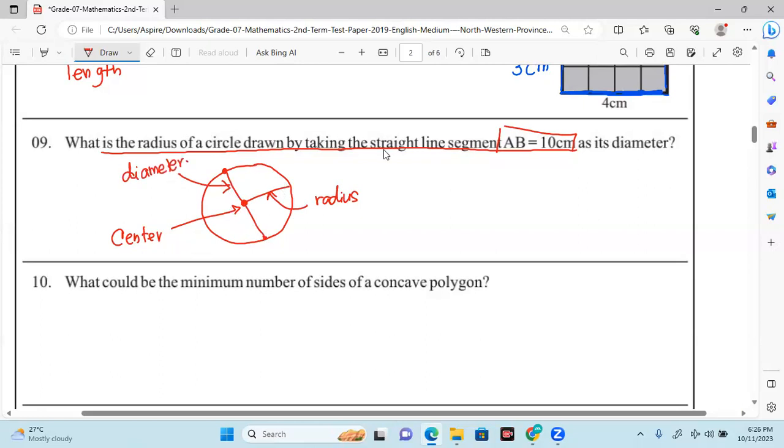Then they have given: what is the radius of the circle which is drawn by taking the straight line segment AB 10 centimeters as a diameter. Then remember, the diameter of a circle is equal to 2 radii. 2 radii means 2 radiuses. Radii is the plural word of radius. R A D I. Okay? Radii. Then the diameter of a circle equals 2 radii.